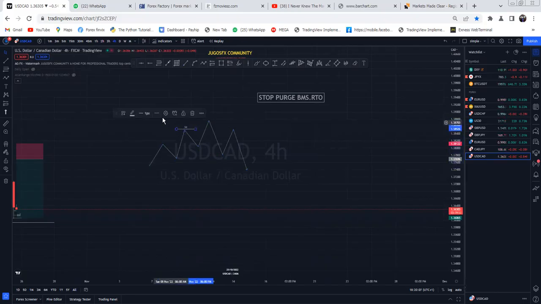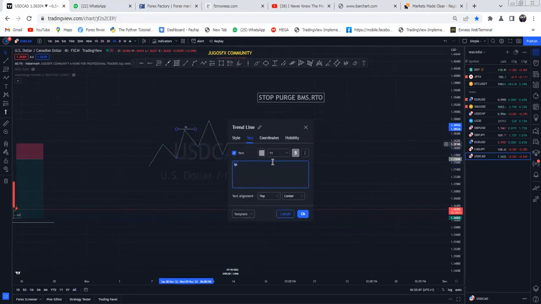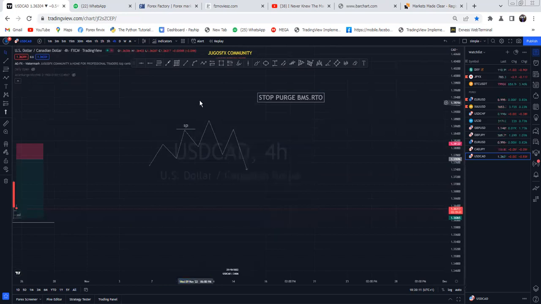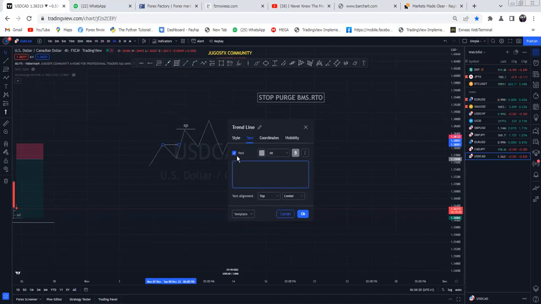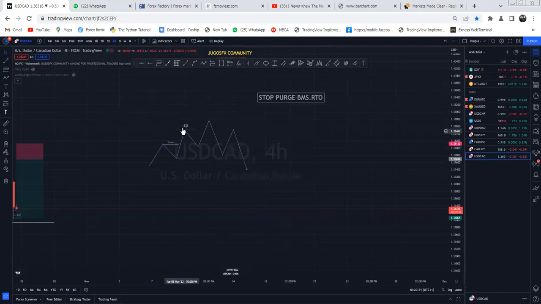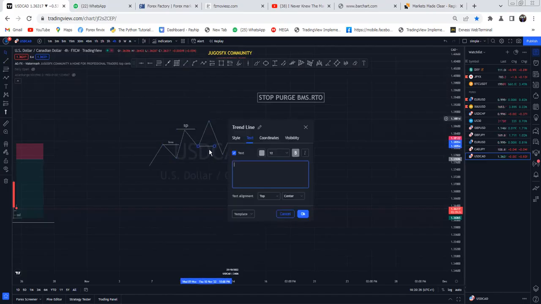Why is this a stop purge now, not a BMS? Because from here, these are BMS. This is a BMS here, this is a BMS right here. That's your BMS right there. But this now is not a BMS, because it's a liquidity grab. Price went up just to clear liquidity. Now this is a BMS right down here, a bearish BMS.